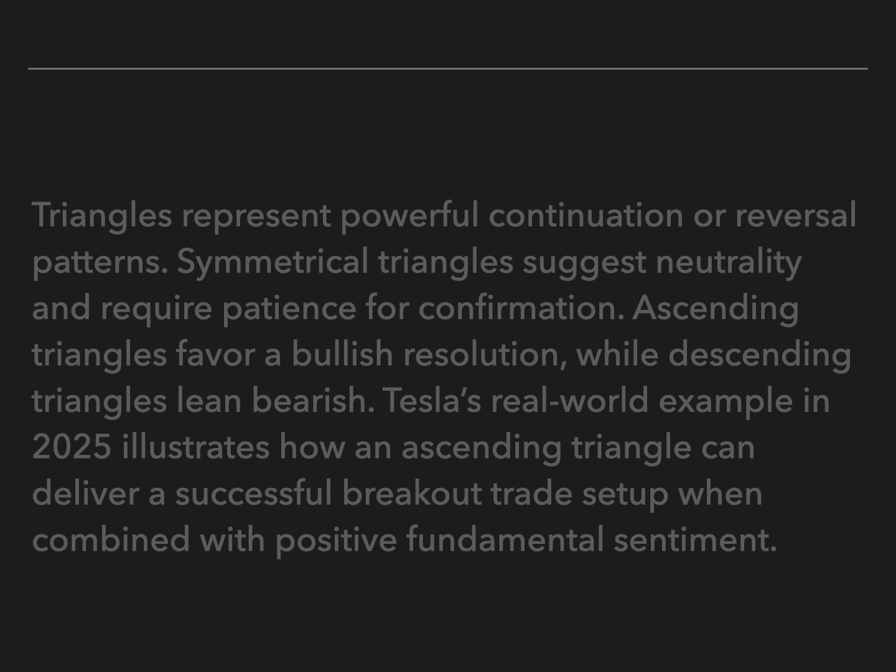The big takeaway is that triangles are versatile tools. Symmetrical ones act as pressure cookers needing confirmation. Ascending triangles bias bullish breakouts, and descending triangles bearish breaks. The Tesla pattern and the breakout in mid-2025 shows clearly how these play out, especially when supported by a positive analyst consensus.